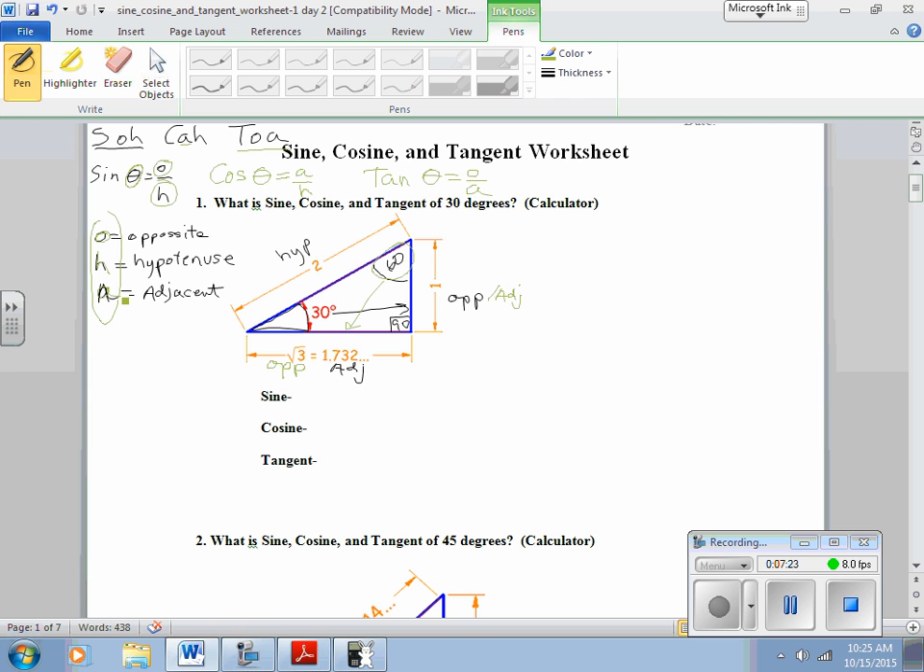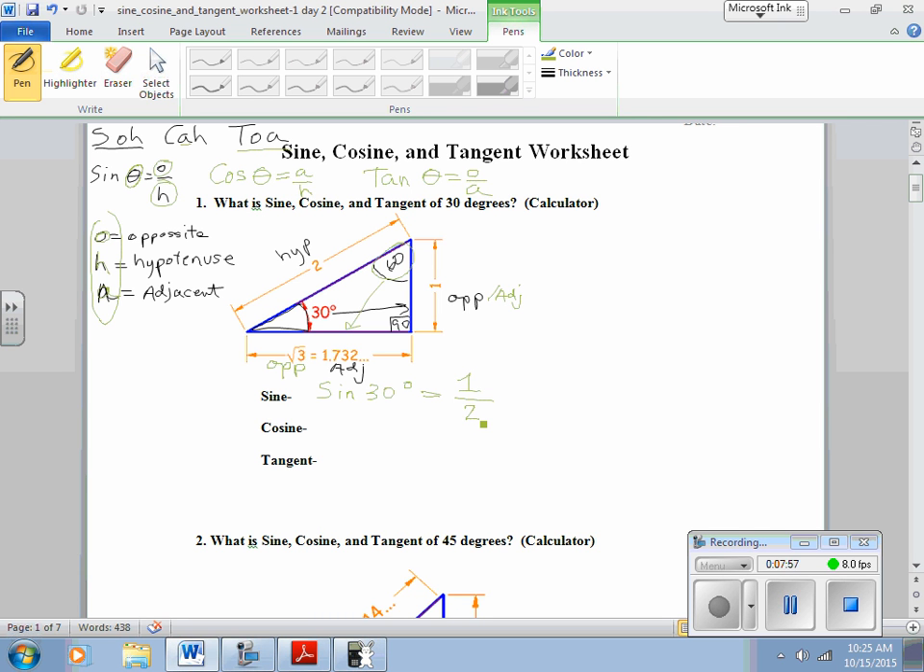All right, so we're going to do the sine of 30 degrees, okay? Now, first thing we got to do is set up the equation. So go ahead and set up. Sine of 30 degrees is equal to, which number represents the opposite of that angle? 1. And which number represents the hypotenuse? 2.